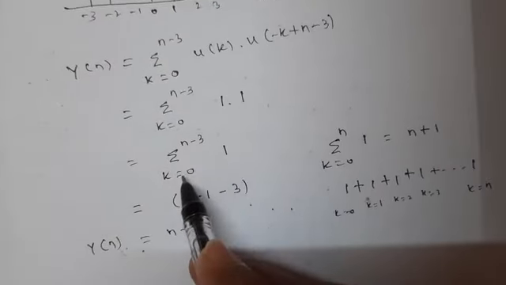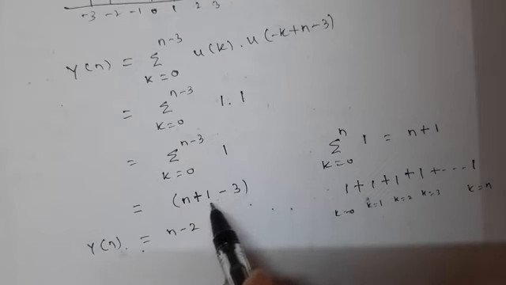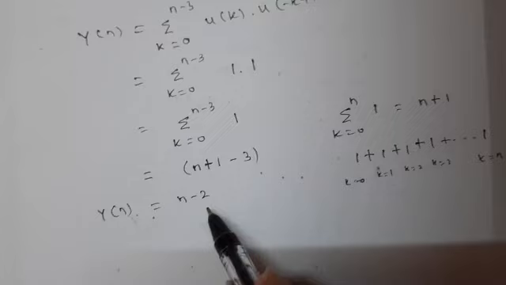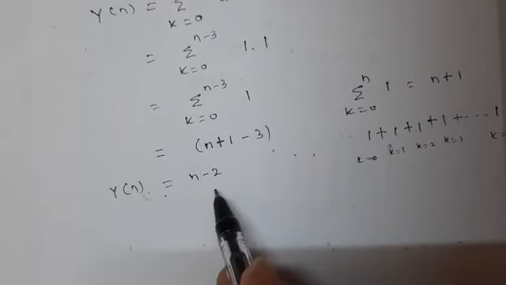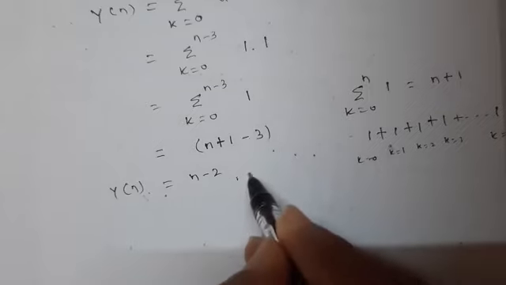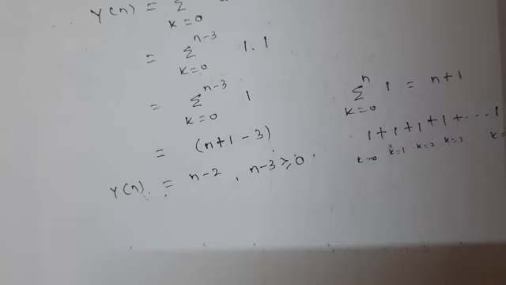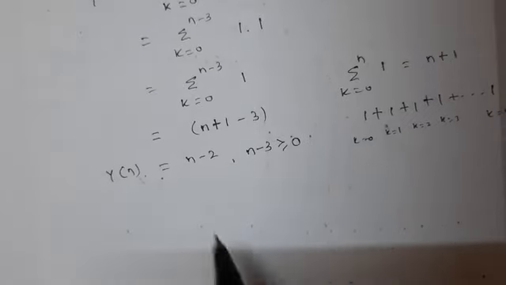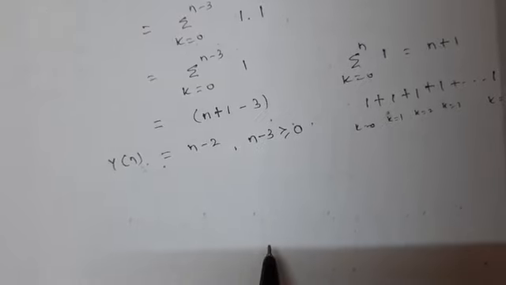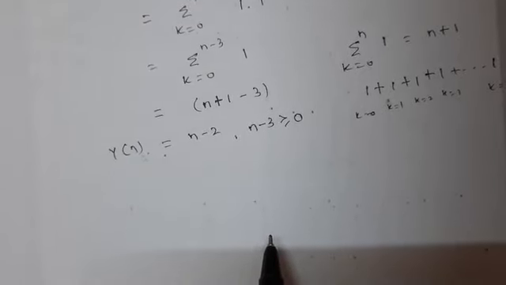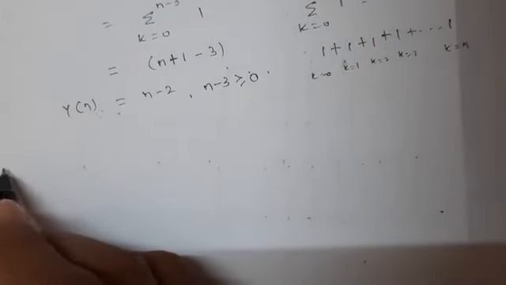So I have written n plus 1. Say it is not k equal to 0 to n minus 3, it is 0 to n, it is n minus 3. So minus 3 has to be subtracted. So it is n minus 2. So y of n is equal to n minus 2 for what? For n minus 3 greater than or equal to 0. This is your solution for convolution sum of x of n with h of n. So now we will try to go for another example.